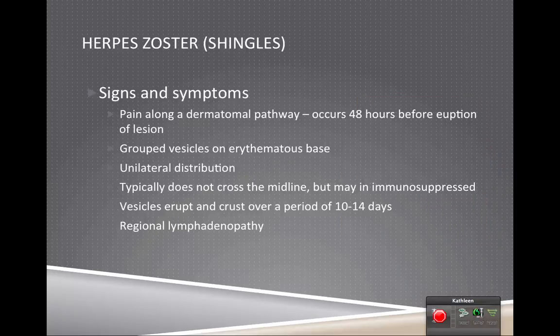Signs and symptoms: pain along the dermatomal pathway occurs 48 hours before eruption of lesions. Grouped vesicles on an erythematous base. Unilateral distribution. It typically does not cross the midline, but may in immunosuppressed patients. Vesicles erupt and crust over a period of 10 to 14 days. Patients often have regional lymphadenopathy.